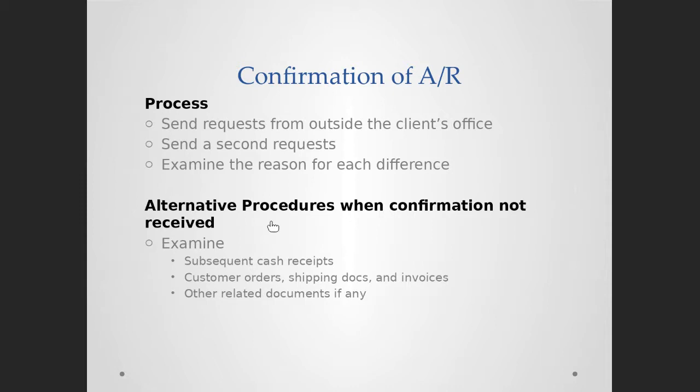If you don't get many confirmation letters back for you to calculate with a sample, then you can examine number one, subsequent cash receipts. For example, on December 31st, if the accounts receivable was $1,750, if you find a payment from the same customer coming to the client in January, so the client's customer is making a payment for the same amount in January, that means the accounts receivable was correct. It was correctly recorded, right? So subsequent cash receipts mean the payment for that accounts receivable is received in the following month. Do you follow? Ali, does that answer your question?